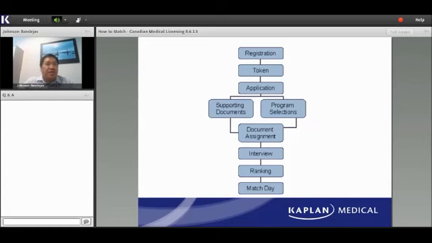You then have to complete all the necessary documents needed for the programs you applied to, and you have to check your account at CARMS Online, your My Application account, where you're going to see all the documents that need to be submitted.